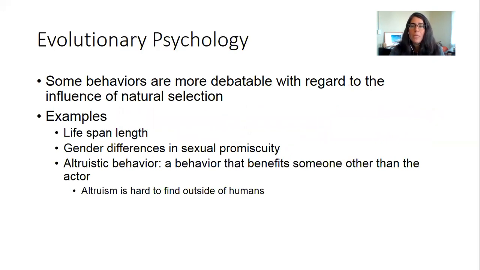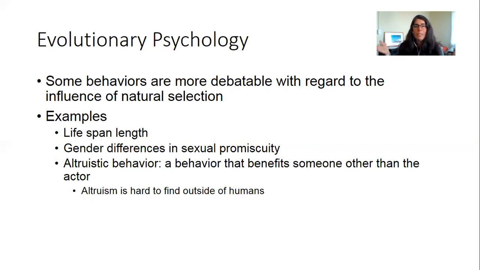Some behaviors are more debatable with regard to the influence of natural selection. So the lifespan length, this is a behavior that is of interest to evolutionary psychologists, right? So if after menopause, if evolution is concerned with fitness, keeping the organism alive through the reproductive period, why don't people's lifespans just end right after their reproductive years? Why do we see grandmothers? Why do we see women over the age of whenever menopause happens, in the 50s?